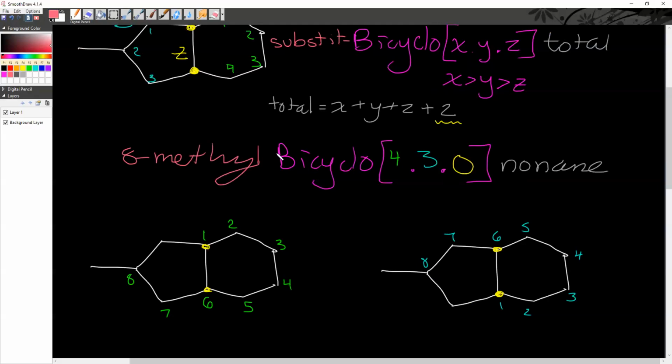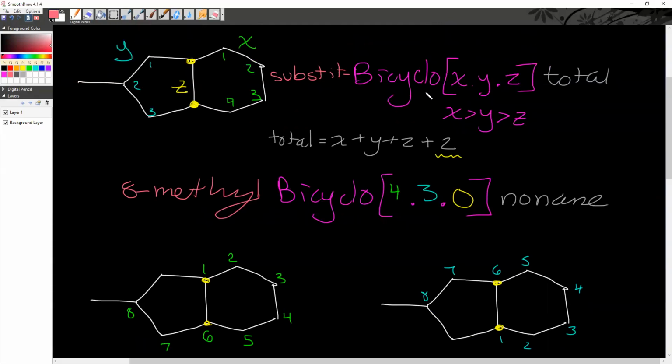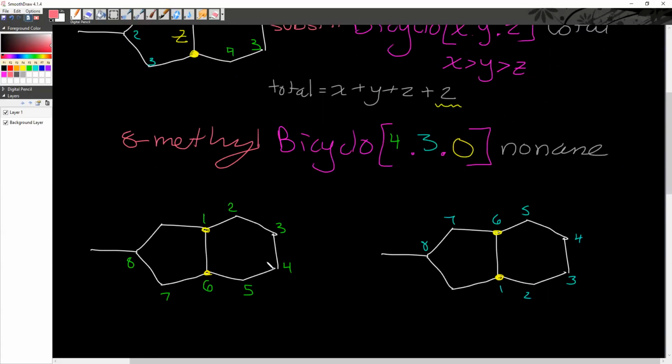Okay, so big takeaways. One is that this bicyclo shows us that the X side is bigger than Y, which is bigger than Z. Adding them together plus 2 gives us the total, and that we always have to start on a bridgehead and number around the bigger side first, no matter what.